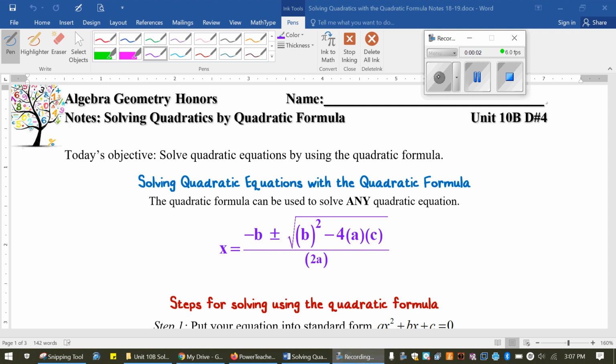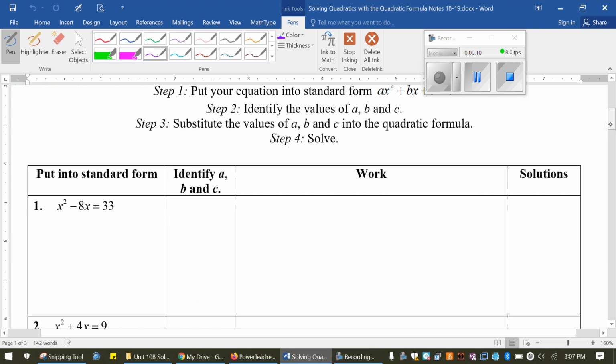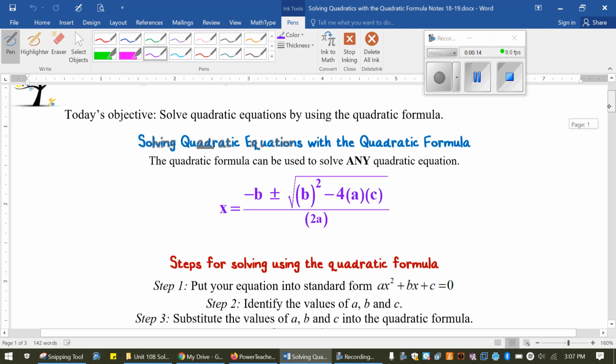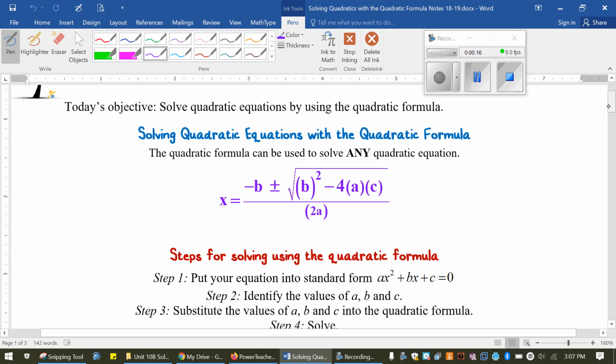Okay, so today we're going to be solving quadratics by the quadratic formula. So the quadratic formula is written here in purple, and in order to be able to use this formula to solve any quadratic equation, you need to make sure that you've got it in standard form first. So just like when we were factoring, we needed to have everything on one side equal to 0. Same thing when you use the quadratic formula, okay?